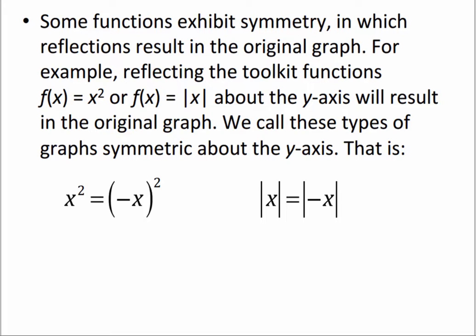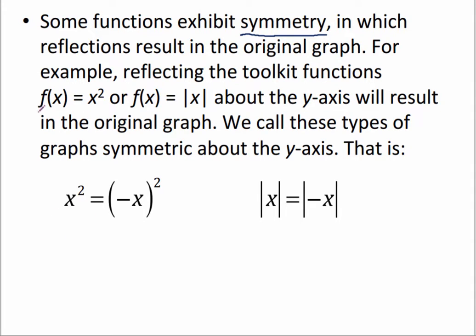Okay, with that said, symmetry. I want to talk a little bit about symmetry here. Symmetry is an interesting concept, and it ends up leading to some rather interesting behavior in functions. And so what we do is we classify functions many times by their symmetry. So let's take a look at a couple of our toolkit functions here.